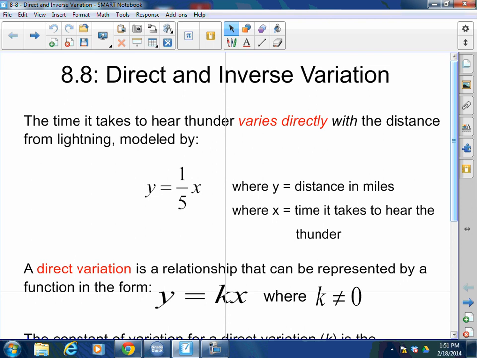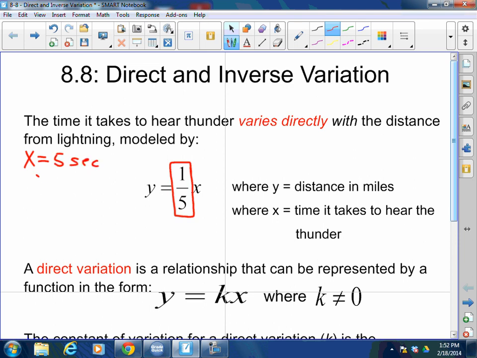This is what's called a direct variation. The distance in miles from where the thunder comes varies by this constant, 1/5. Whatever the time it took for you to count, how long it took to hear the thunder, it's 1/5 of that. So if x took 5 seconds, it's 1 mile away. If it took 25 seconds, it's 5 miles away. And this can go on forever. This 1/5 never changes, because that is how it varies with the independent variable x. That is what direct variation is.